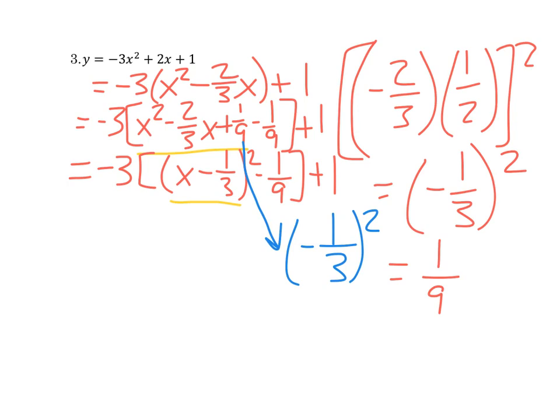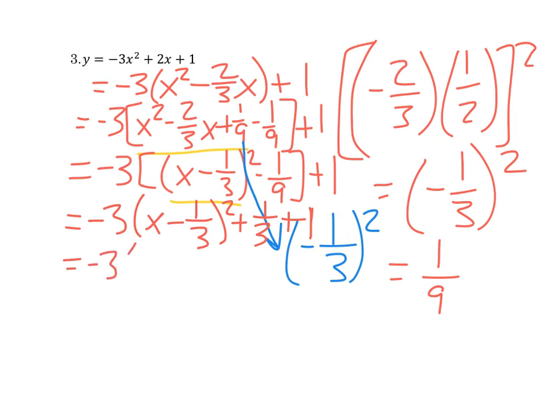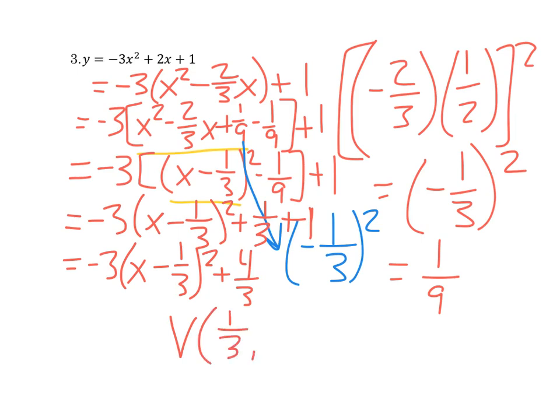The last step is to multiply the negative 3 back out through the bracket. So when I distribute the negative 3, I end up with negative 3 times x minus 1/3 all squared. Negative 3 times negative 1/9 gives me positive 3/9, which reduces to positive 1/3 plus 1. And collecting like terms, I end up with negative 3 times x minus 1/3 all squared plus 4/3. The vertex now I can identify for this parabola is located at 1/3, 4/3.